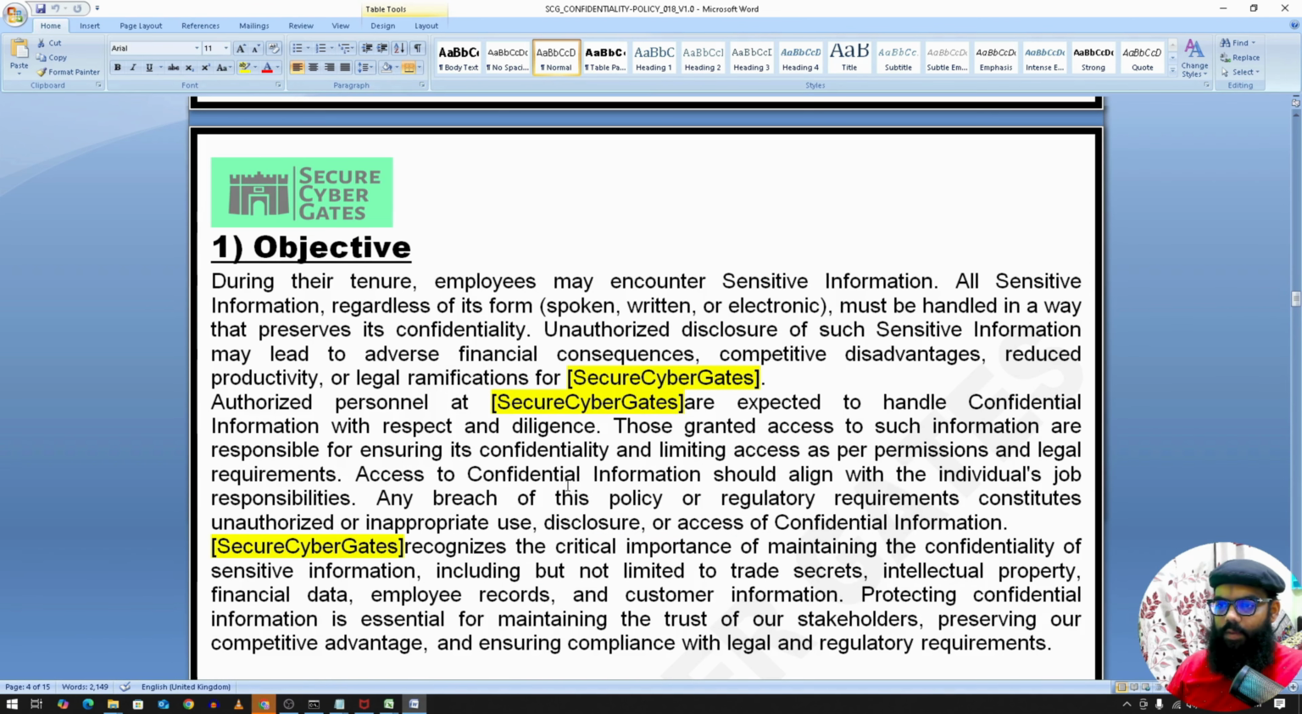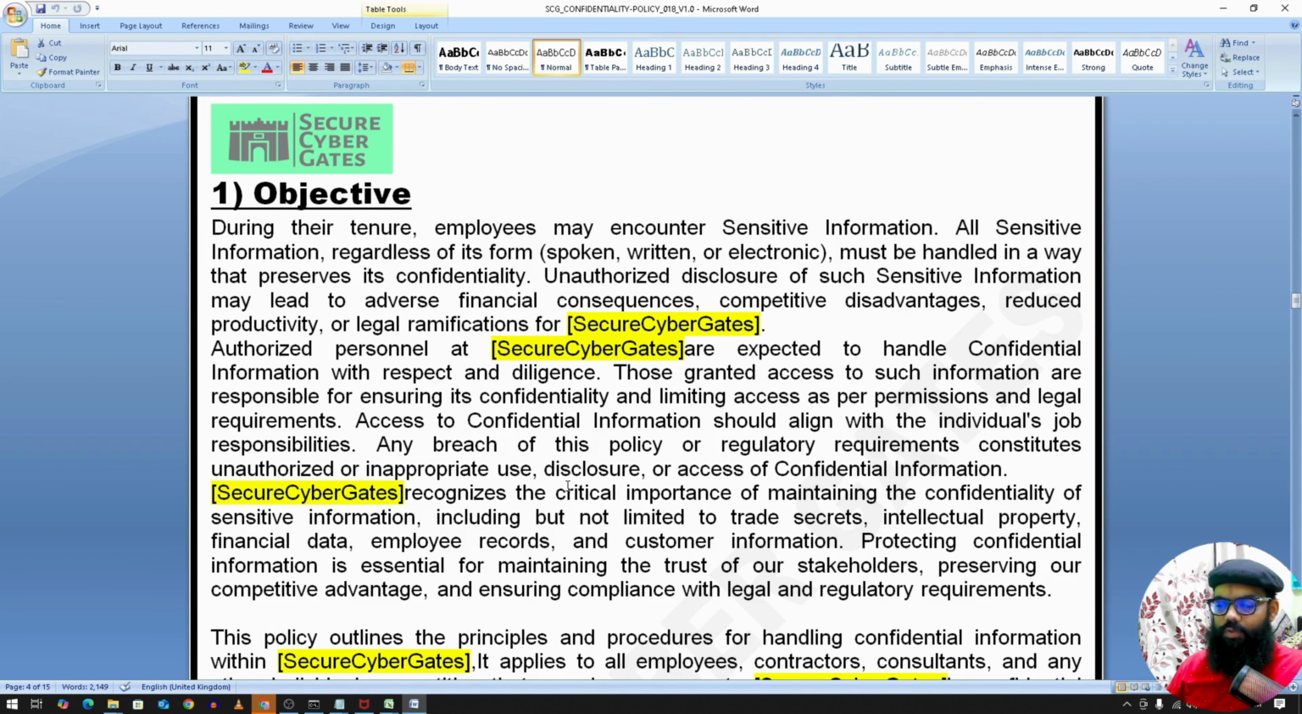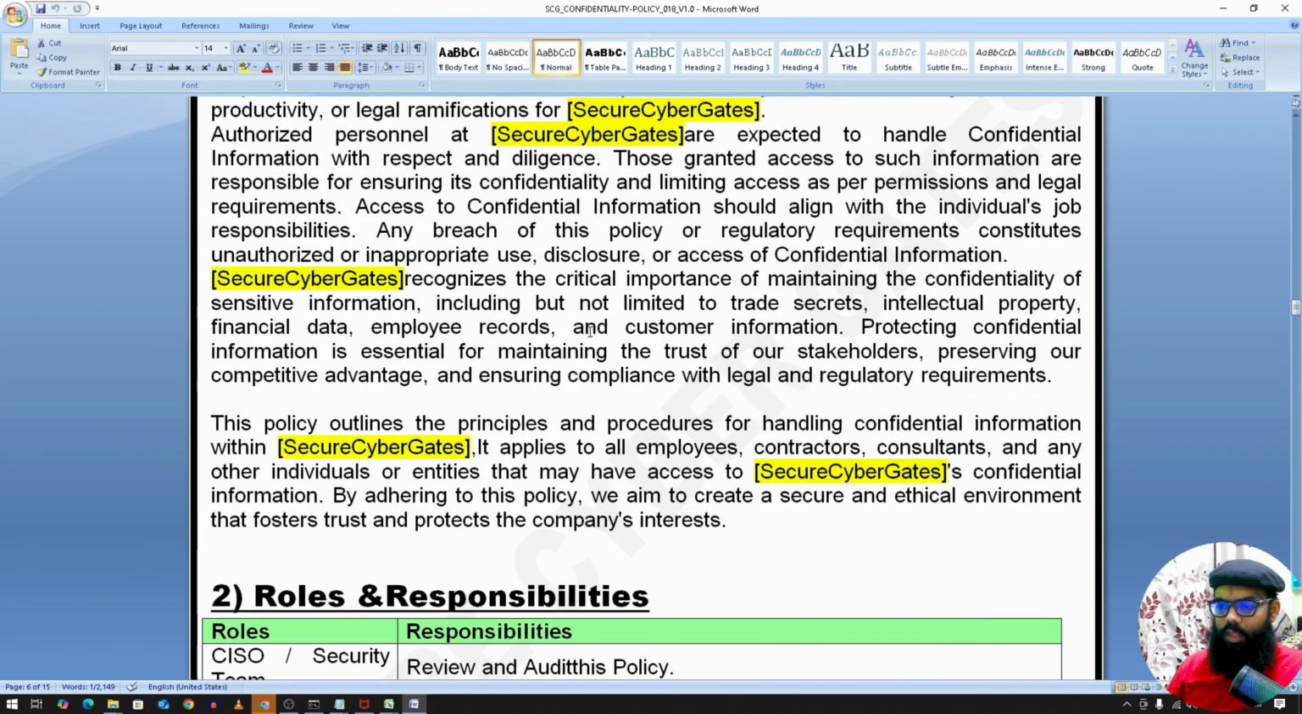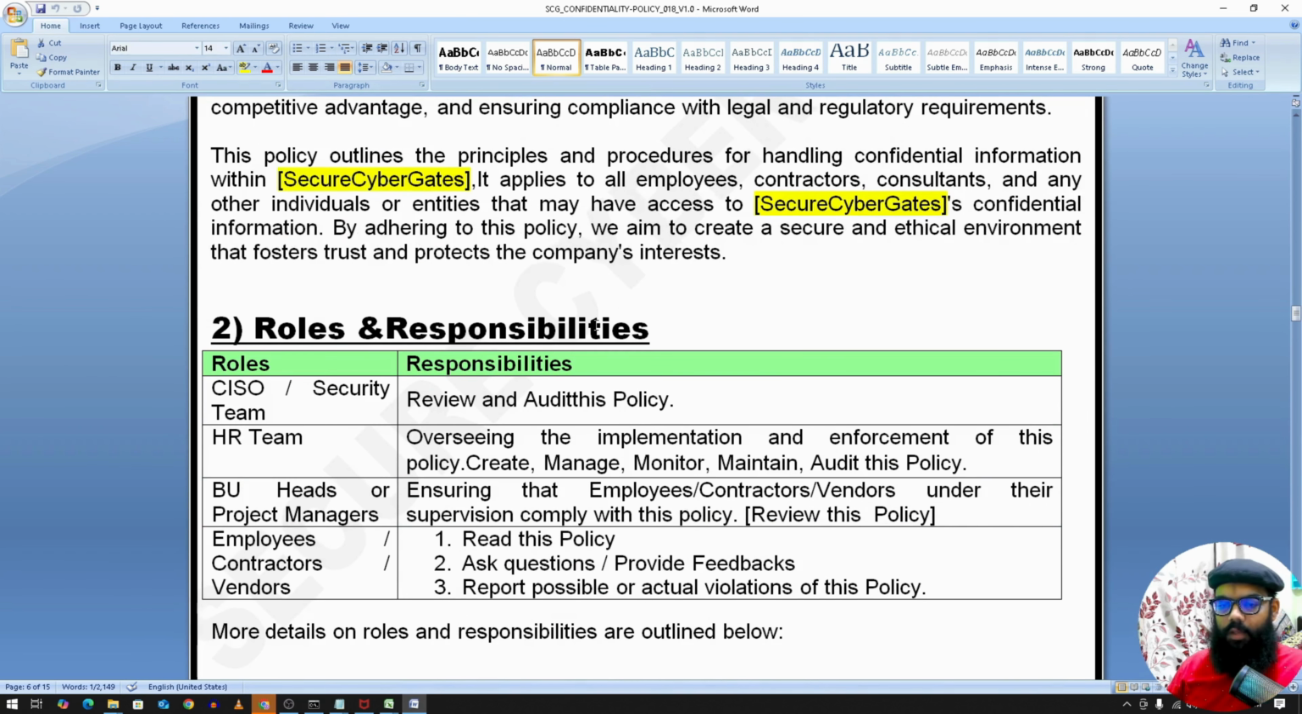So as soon as an employee joins any organization, there is sensitive information like trade secrets, we have source code, intellectual property. Employees should take care of this, and it must be handled in a way to preserve its confidentiality. Employees should not disclose this information to outside parties or to competitors. So this policy deals with how employees should handle such confidential information of a company.